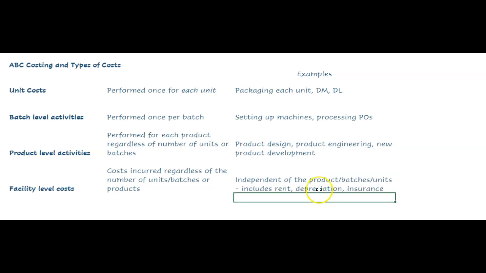Okay, so rent, depreciation, insurance on the plant, those would all be facility level costs. Okay, hope this helps. If you think of anything else like this that you need, just let me know.